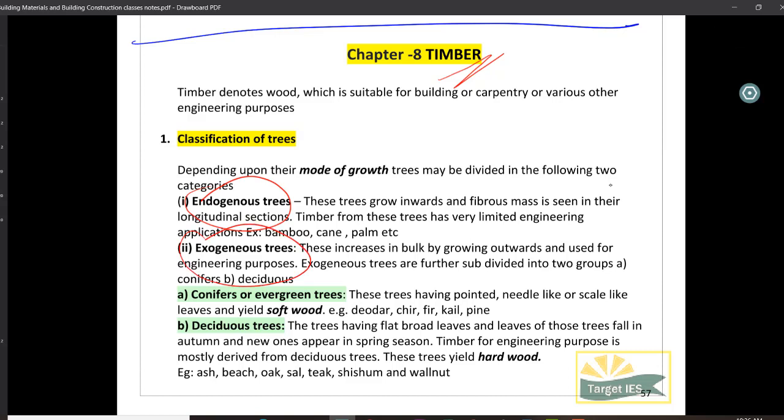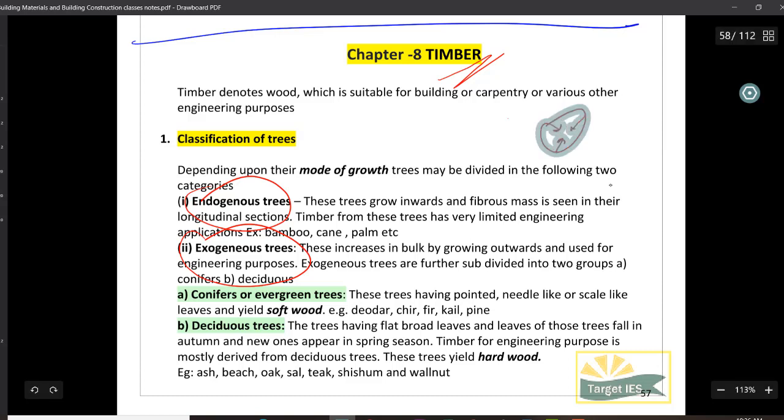If you look at bamboo, what will it be like? It will be something like this: the inner part is hollow, and outside there will be fibrous materials. I hope you got it. If the tree is growing inwards, then we will call it an endogenous tree.